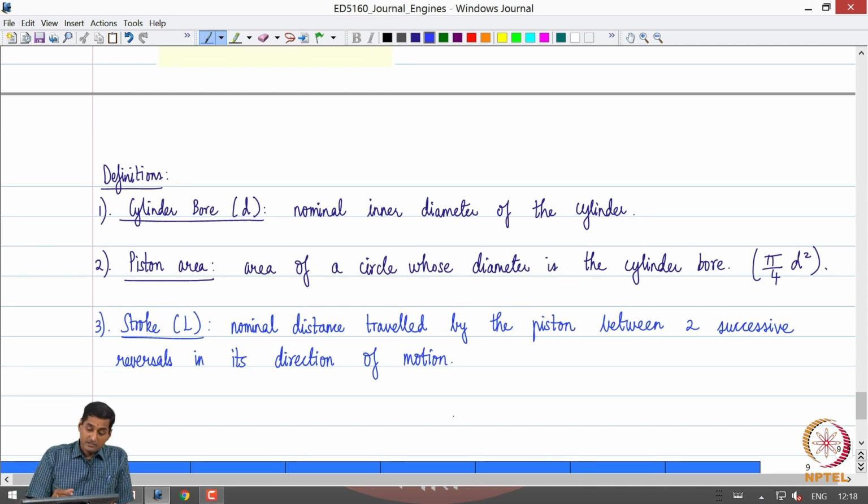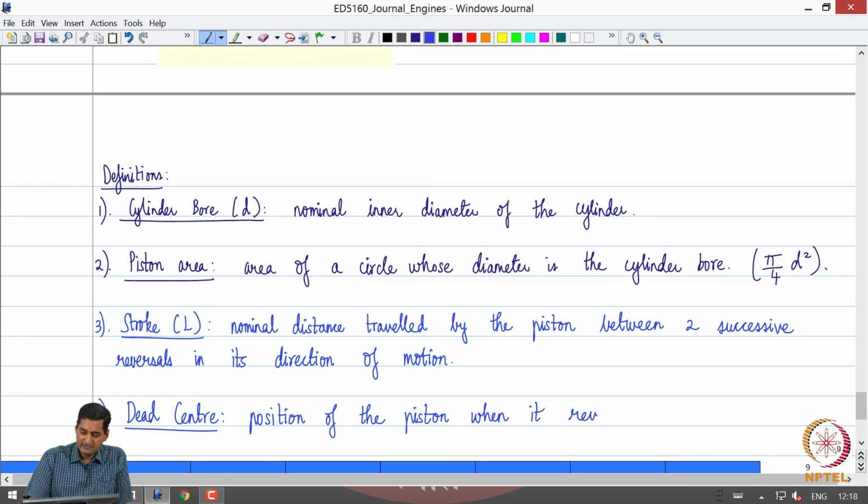This is connected to what is called a dead center. So, what is a dead center? It is the position of the piston when it reverses its direction of motion. That is what is called a dead center.